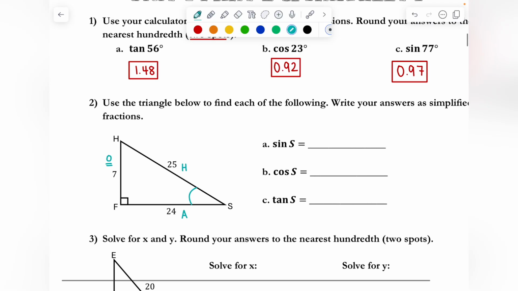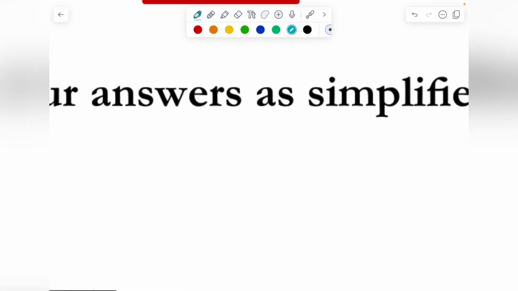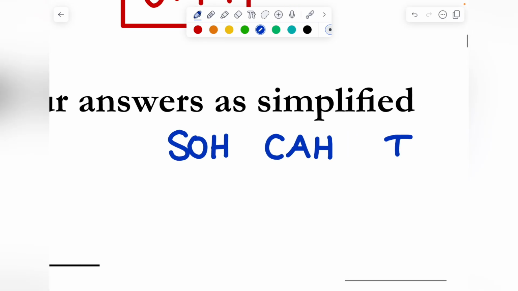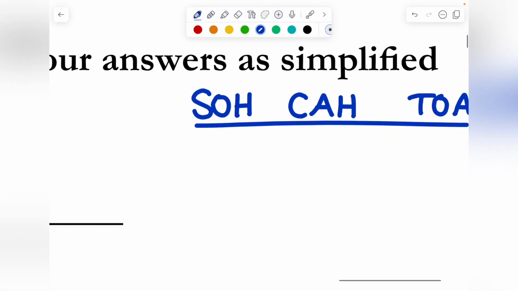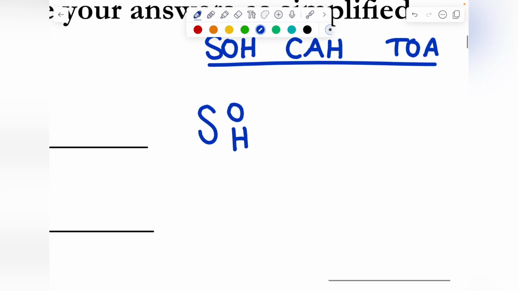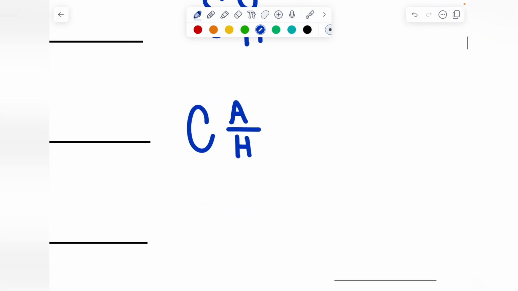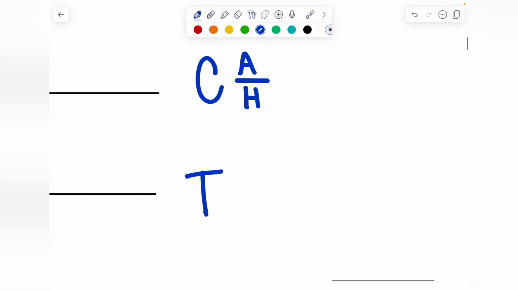All right. And so when I find the sine, the cosine, and the tangent of an angle, what I'm looking for is a ratio. And to remember what ratio we use, we use an acronym called SOHCAHTOA. So sine is opposite over hypotenuse. That is the ratio of sine. Cosine of an angle is the adjacent side divided by the hypotenuse. So adjacent over hypotenuse. And then tangent of an angle is the opposite side divided by the adjacent side.